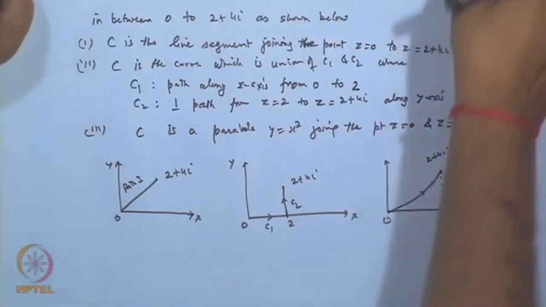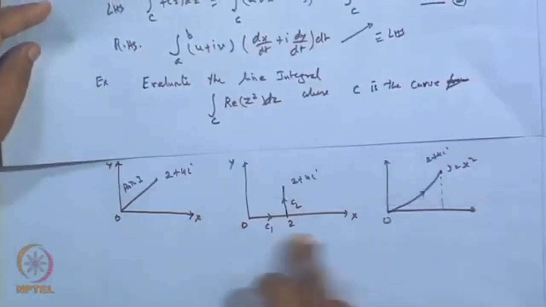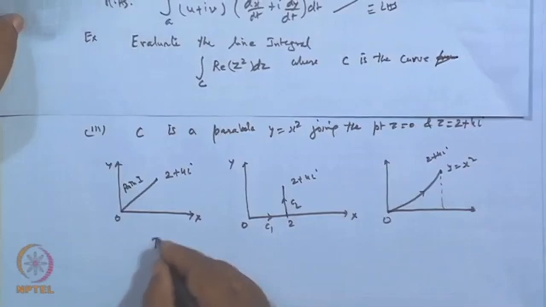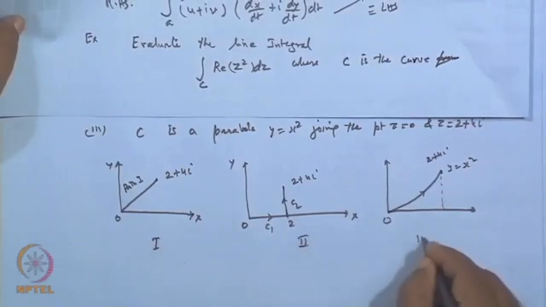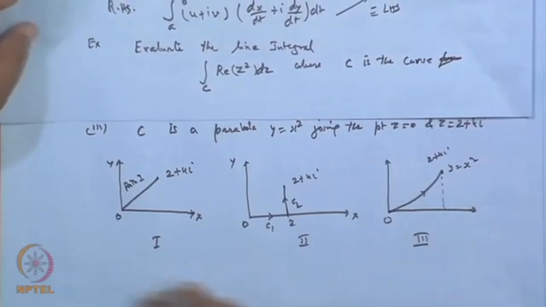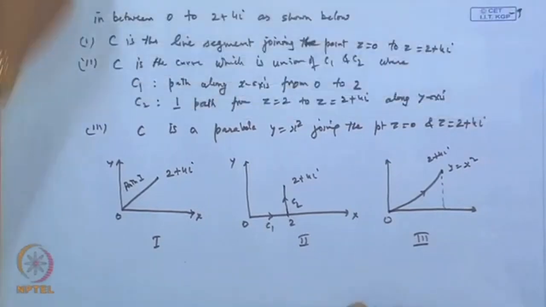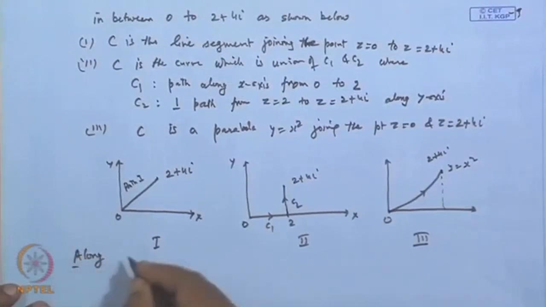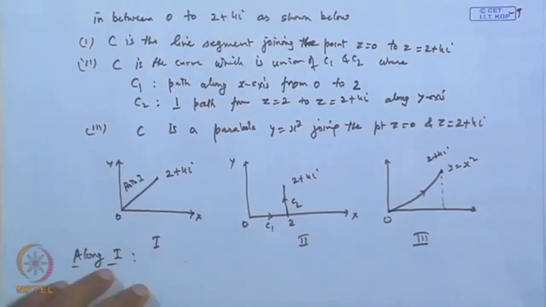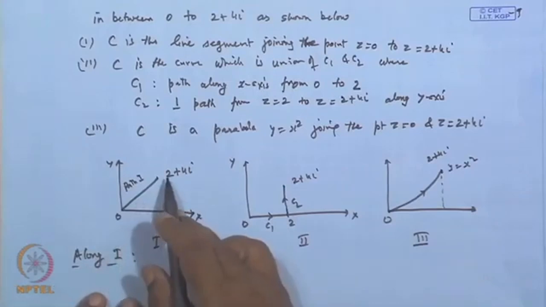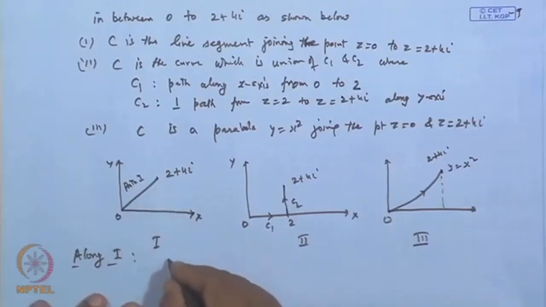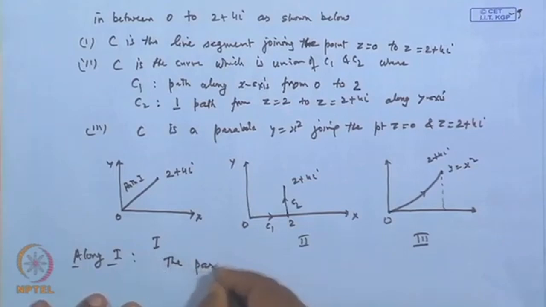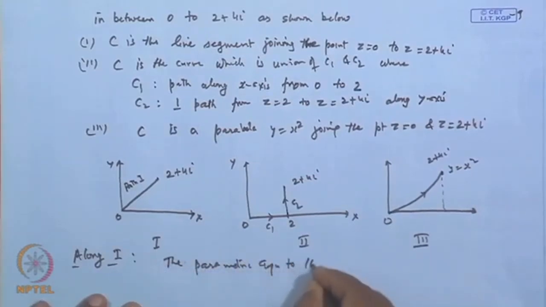We want the value of this line integral along these three various paths. So this is case 1, this is case 2, this is case 3. Let us evaluate this integral along the various paths. So first path, along case 1, the line integral over C is given by this. So what is the parametric equation of the curve C?